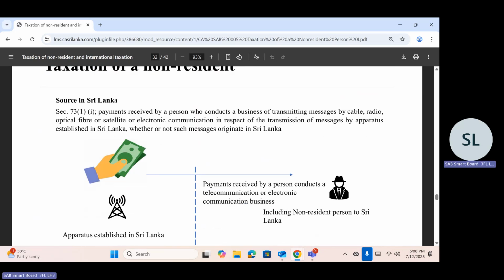Transmission of messages. If somebody is doing transmission of messages to Sri Lanka, where the equipment is established in Sri Lanka, a non-resident person who has an operator in Sri Lanka, it shall be considered as a source in Sri Lanka. The message origin place is not important. Where that operator is, if it is in Sri Lanka, it shall be considered as a source in Sri Lanka.